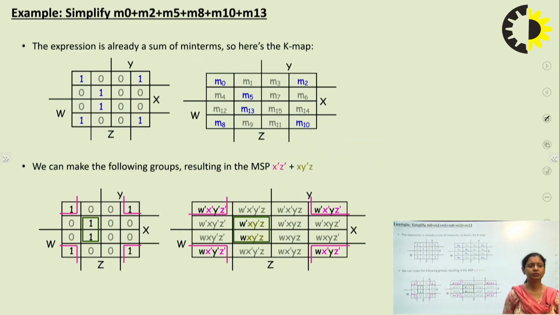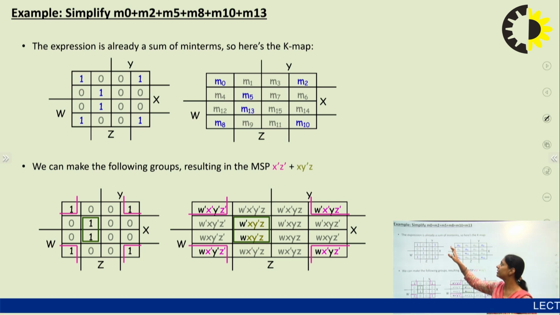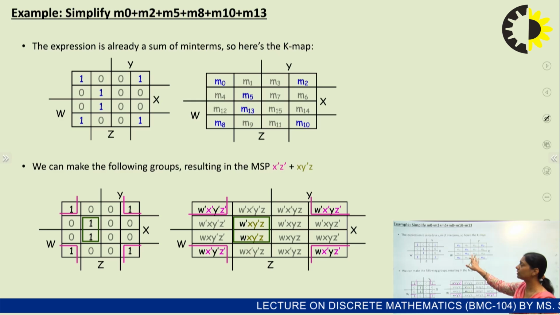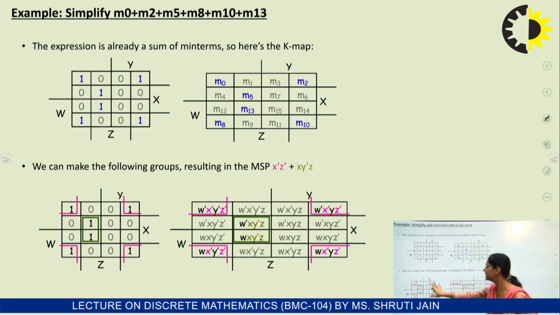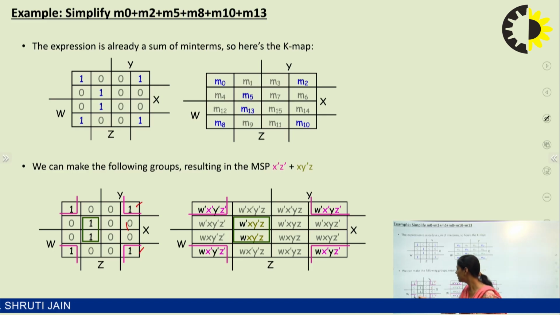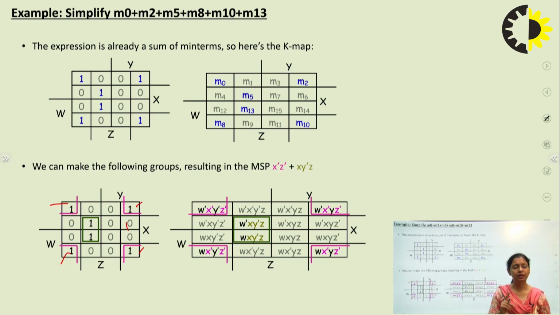Let's see how we solve this. Suppose this is a question given to us where we have M0, M2, M5, M8, M10 and M13. We'll put 1 at all these places. These are already highlighted over here. So we'll put 1 at all these places and we get the combination over here like this. Now if we look over here, we have 1 at the corner side. So this can be combined all together in order to get a combination of 4 ones together in a square.